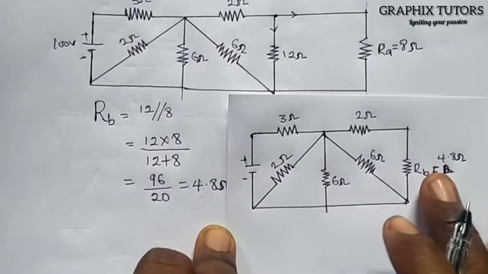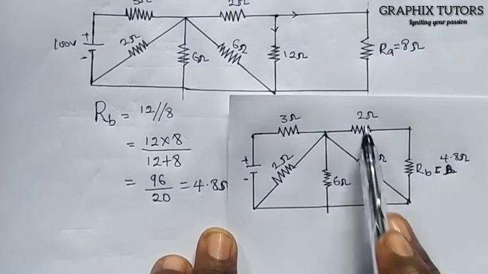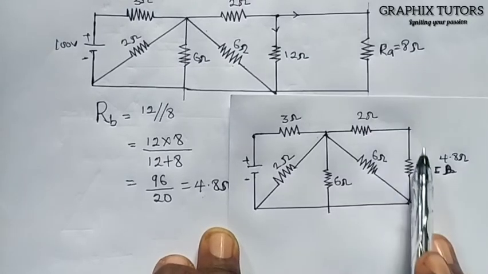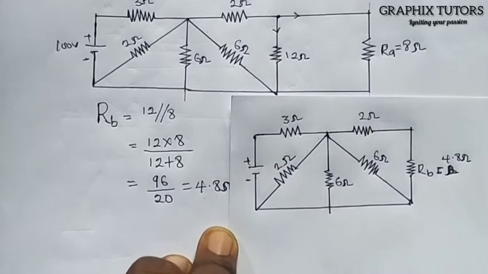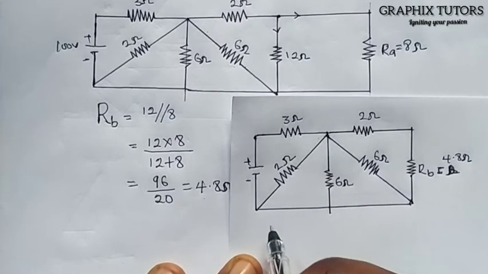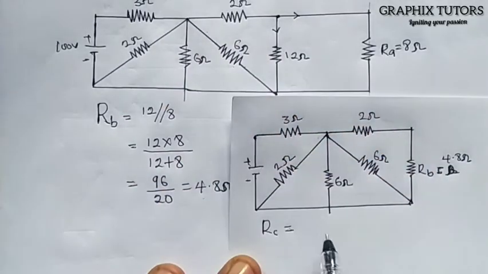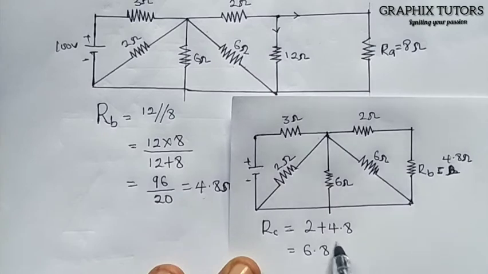Now I'm going to redraw this again to show what has happened. This is what you are going to be having. The RB will be 4.8 ohms, which we just calculated here. Now what do you notice? These 2 and this 4.8 are in series because the same current will flow through them, connecting this, right? So I'll call it RC. Why I'm using RC? Because there are still resistors remaining, so I'll be representing them with different alphabets, and that will be the 2 plus 4.8, giving me 6.8 ohms, right? That is the RC.